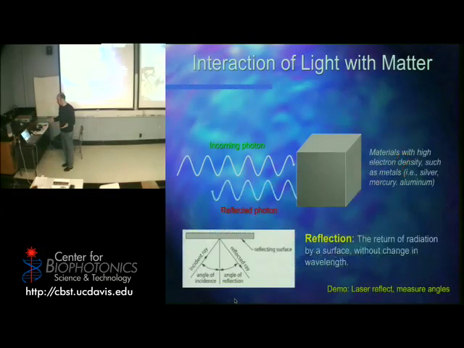So, interaction of light with matter. Okay? So we know that basically reflection is the return of radiation by a surface without a change in wavelength. Okay? So if I come here and I hit that wall, you notice that it gets reflected. Now, this material isn't perfectly smooth, so it does this kind of specular reflection. But basically, I can also reflect off of another surface.